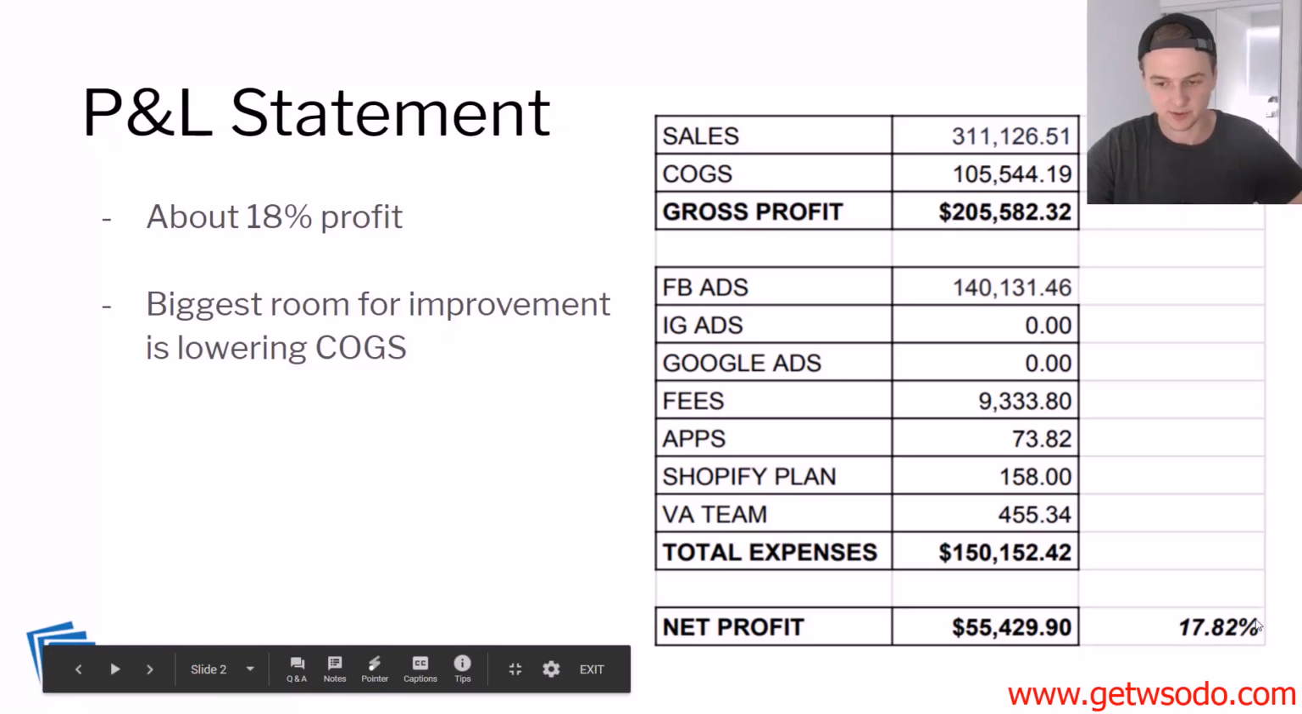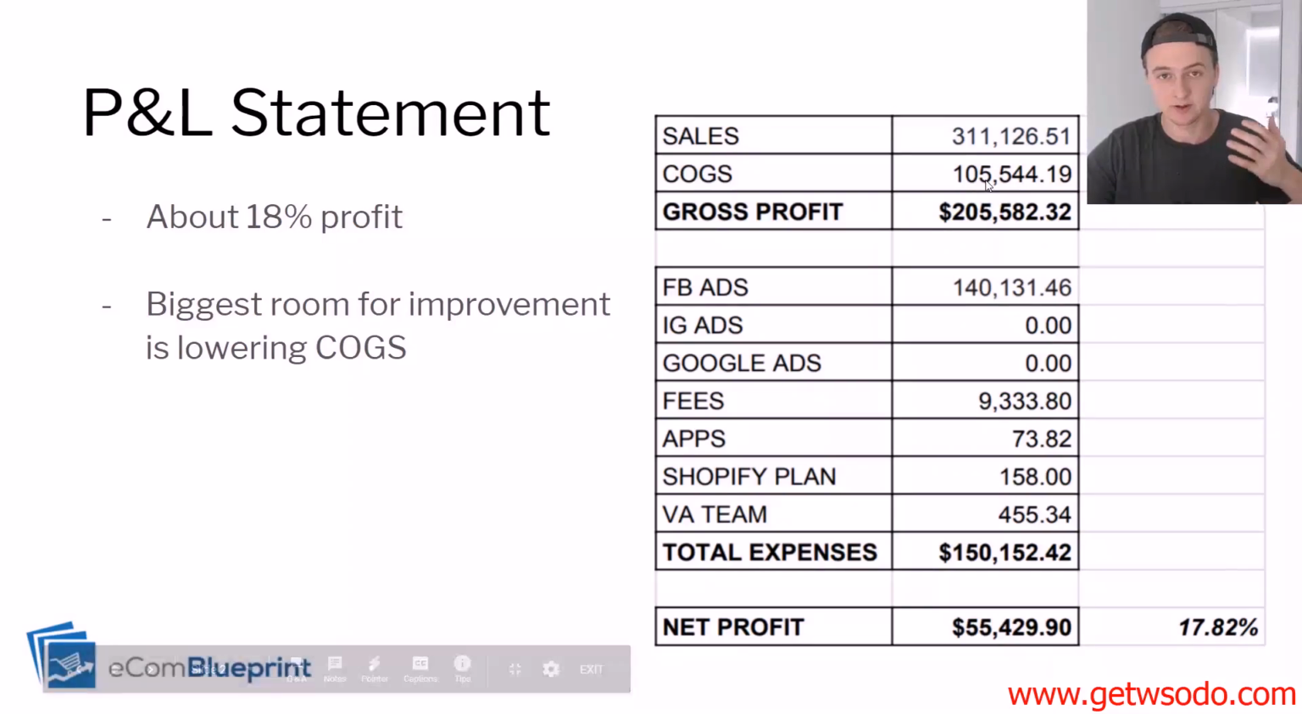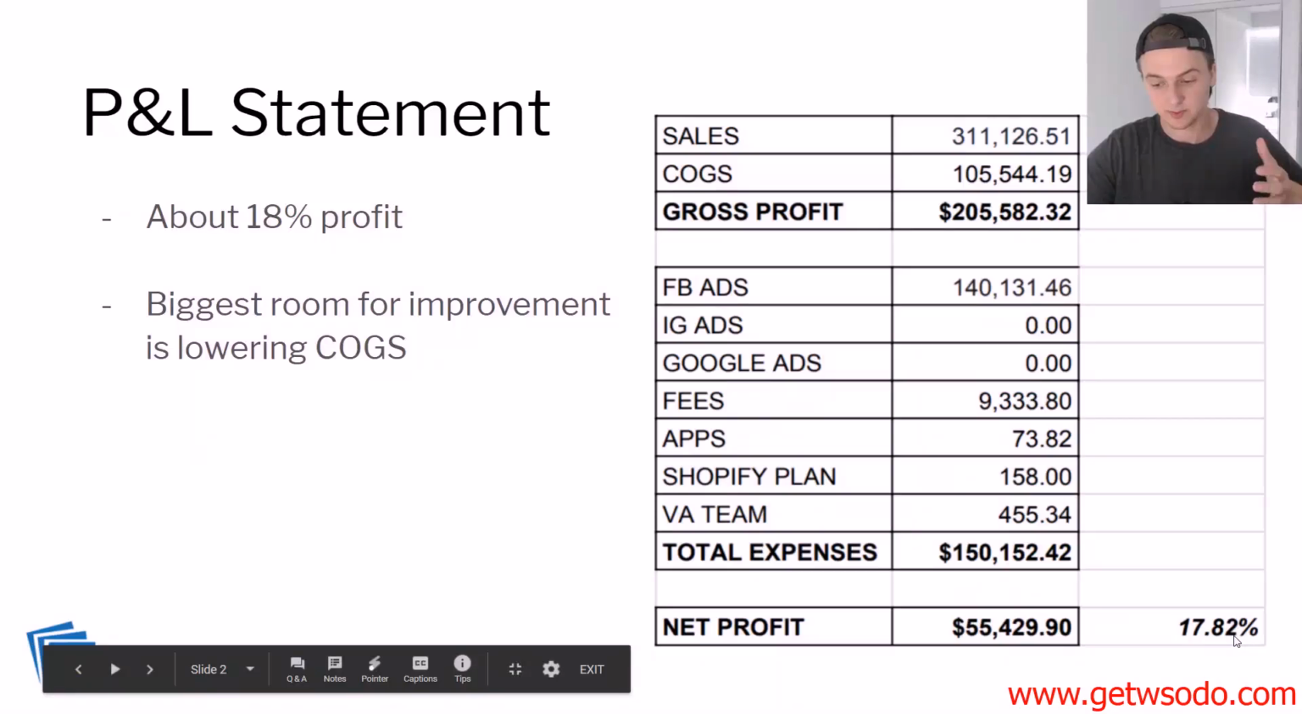And so about 18% of this $311,000 was profit. That's pretty good. Usually I aim for about 20%, so I was a little off this time. I think the main reason for that was the cost of goods was higher than I anticipated. But 18% is still really good.